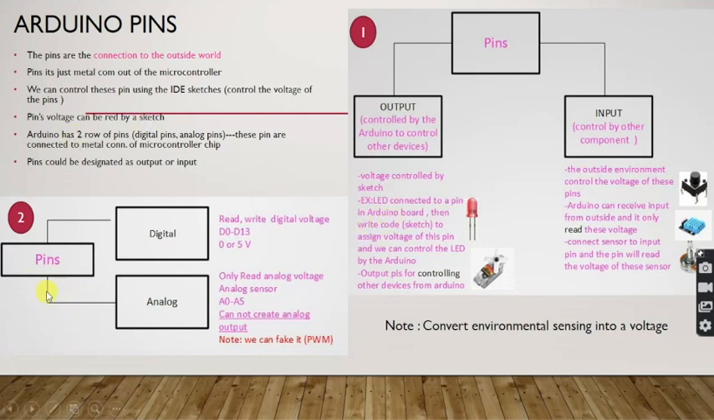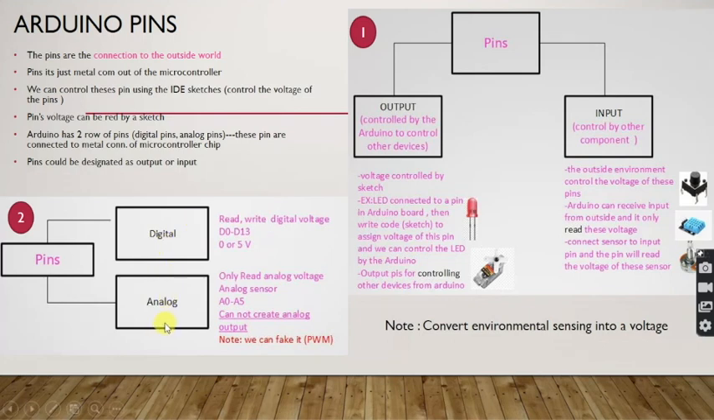The other way to distinguish between pins is to classify them as digital pins or analog pins. A digital pin is used to read and write a digital voltage. It's from D0 to D13. It's only the voltage on this pin, 0 or 5 volt.